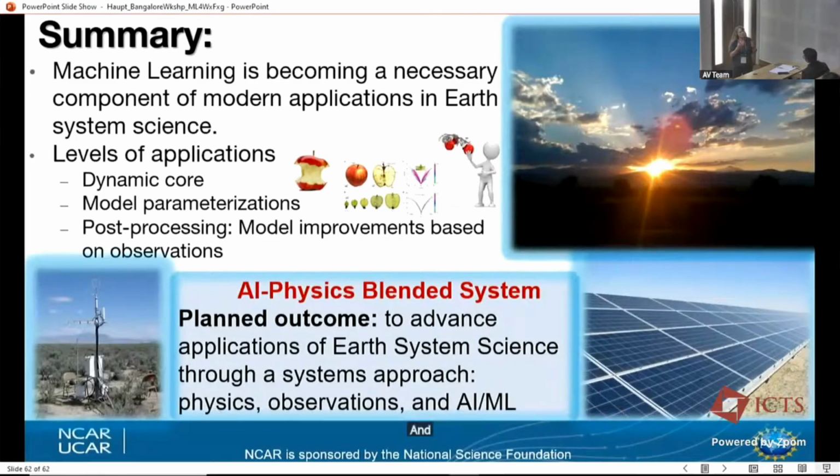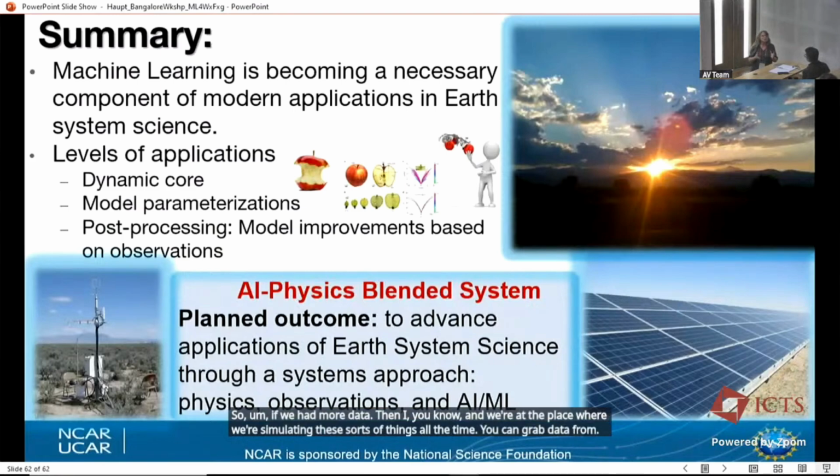And I think because they used that tiling approach, they could do it anywhere in the US, but that was only to 2 kilometers. Now, you obviously can't do 30 meters across the entire US. So if we had more data, and we're at the place where we're simulating these sorts of things all the time, you can repurpose data from other projects, and we're hoping to be able to do that in the future.